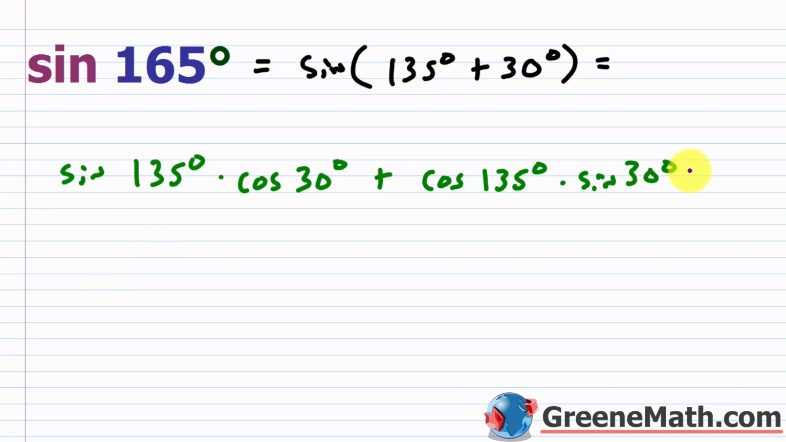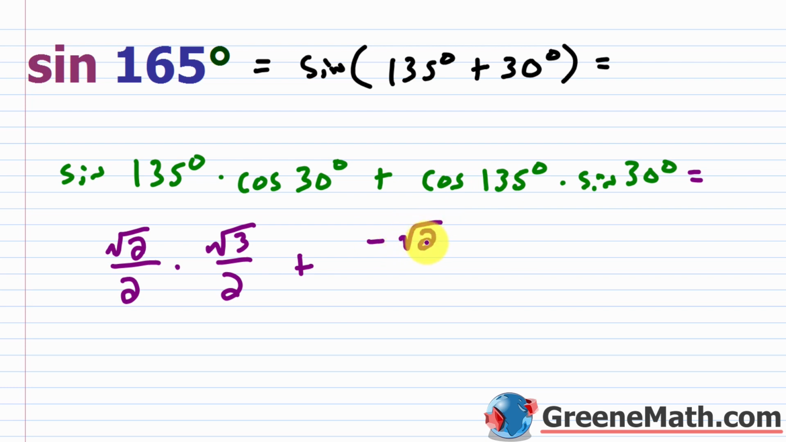So I'm going to put equals here, and the sine of 135 degrees is the square root of 2 over 2. So this is the square root of 2 over 2, times, for the cosine of 30 degrees, the square root of 3 over 2, then plus, for the cosine of 135 degrees, the negative of the square root of 2 over 2, and lastly, for the sine of 30 degrees, 1/2.